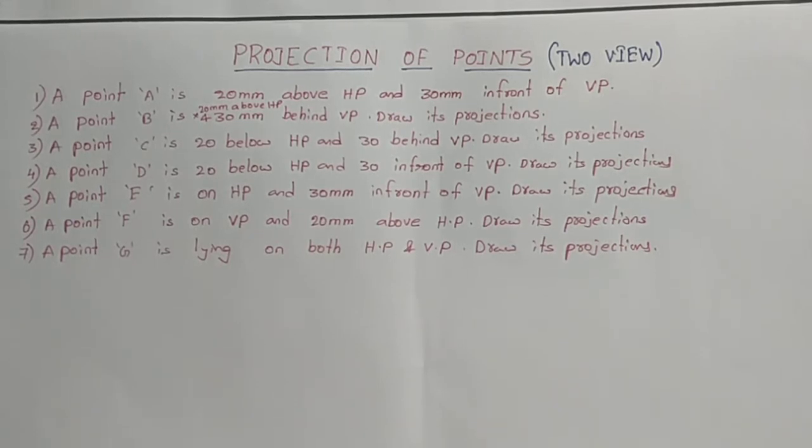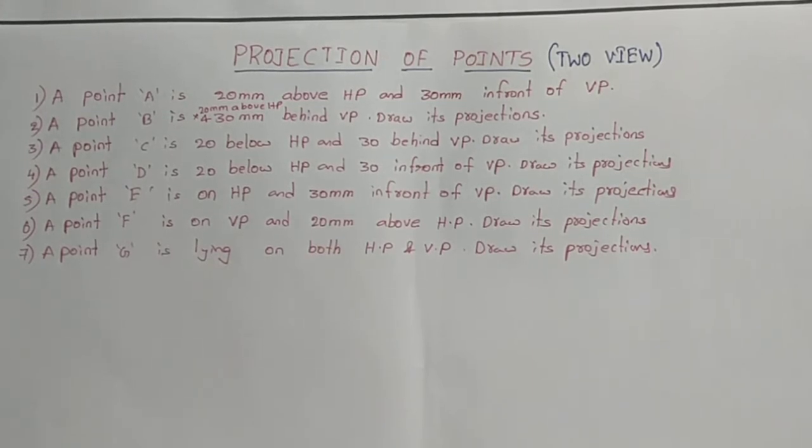Generally, in projection of objects, there are two cases, that is 2-view projection and 3-view projection. In 2-view projection, we only need to draw any two views, generally the front view and top view. In 3-view projection, we need to consider the side view also. Sometimes they will ask for both left side and right side. Whatever views they ask, we need to draw those views.